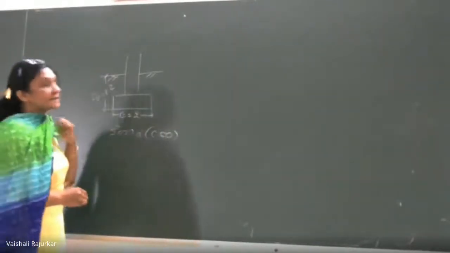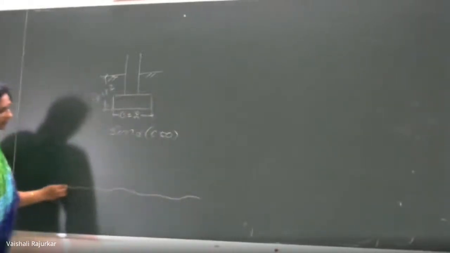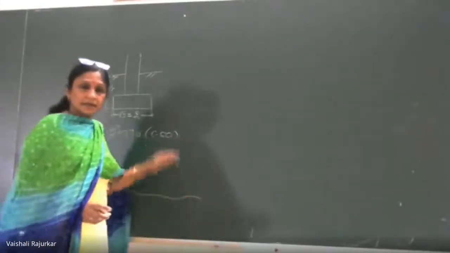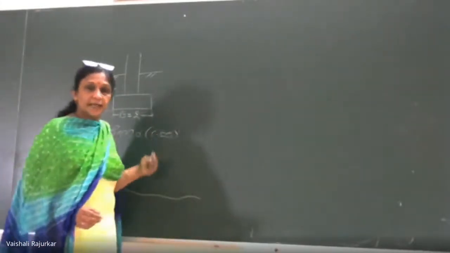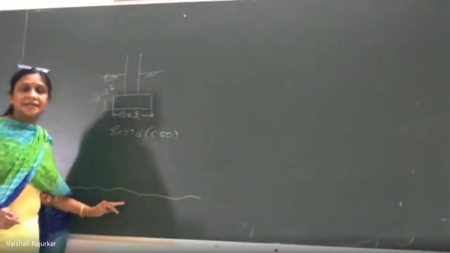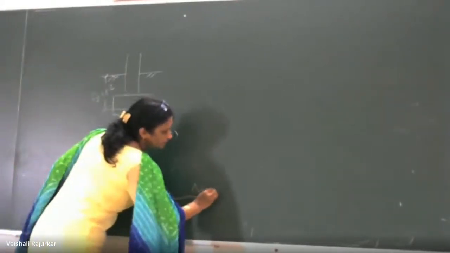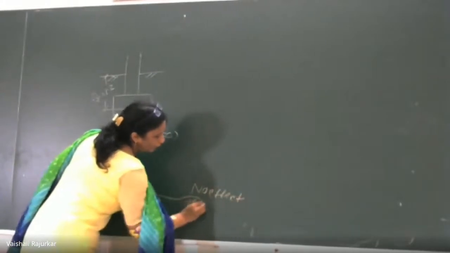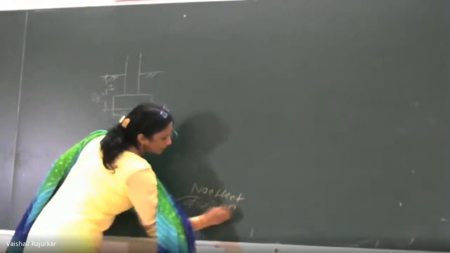Now, in this case, three conditions are given. In the first condition, the water table is at a large depth. If the water table is at a large depth from the base of the footing, there is no need to take into consideration the effect of the water table. Means no effect of water table on bearing capacity.